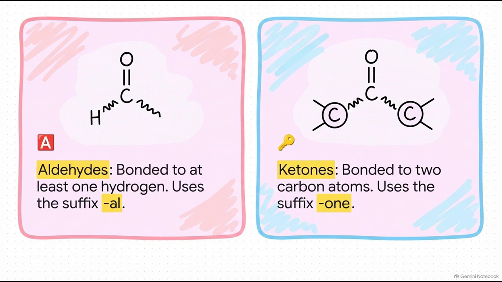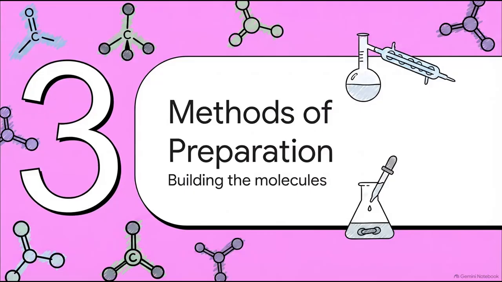like ethanal or propanal. In ketones, the carbonyl group is sandwiched right in the middle, bonded to two other carbon atoms. We name these using the suffix -one, like propanone, which you probably know better as acetone. Having this simple structural distinction rock solid in your mind is absolutely crucial before we start making and breaking these molecules. All right, on to Section 3, Methods of Preparation.